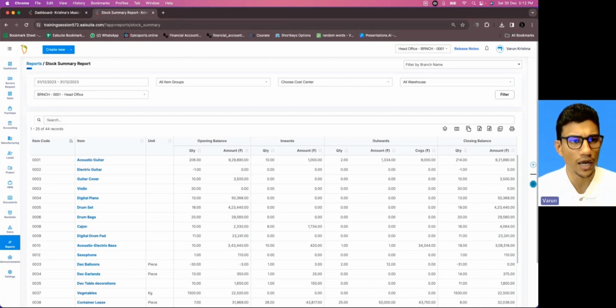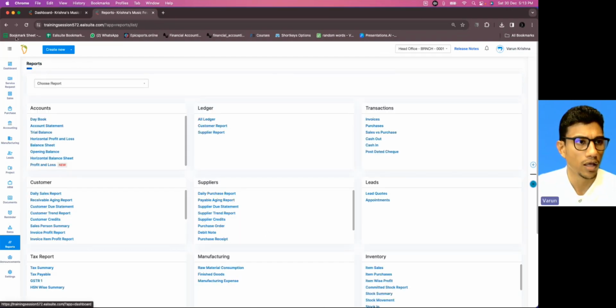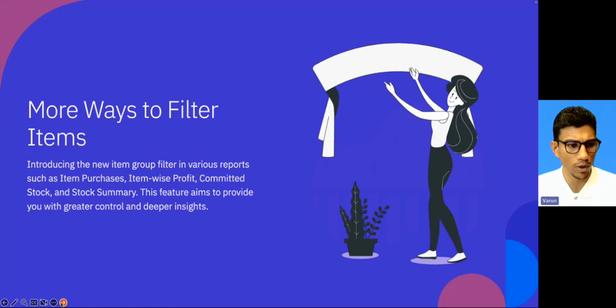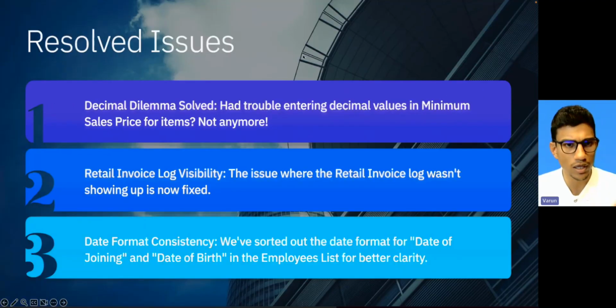For all of these four reports, we have introduced the all item group filtering option as well. So that was our final enhancement for this release. Next, we'll be looking into some of the resolved issues. We had 3 bugs that we fixed, small issues.